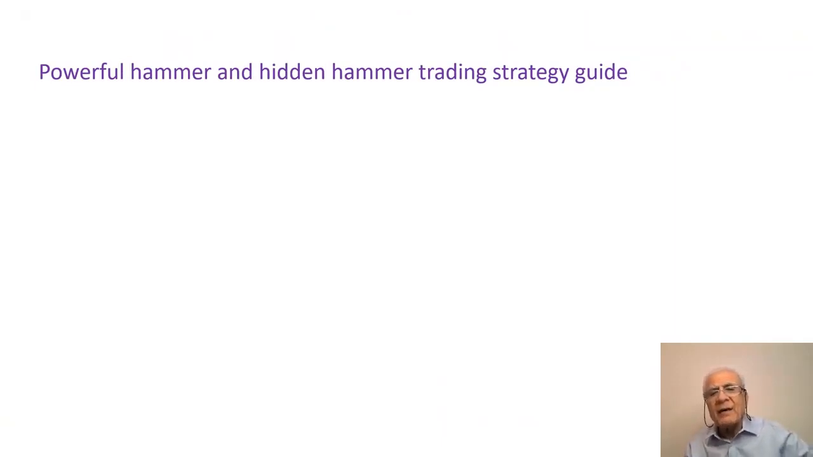Powerful Hammer and Hidden Hammer Trading Strategy Guide. The hammer candlestick pattern has always been the most powerful indication of trend reversal to enter the trade among traders when it is seen at the bottom of a downtrend. We can also take advantage of candlestick blending to find the hidden hammer by blending 2, 3, 4 or more candles at the bottom of a downtrend to find a profitable entry.